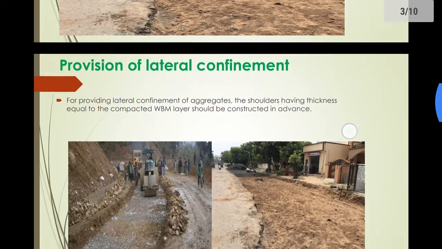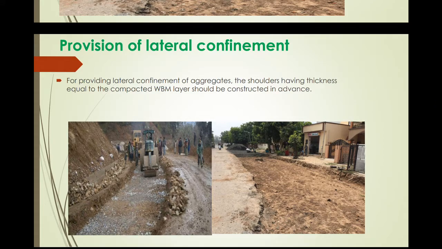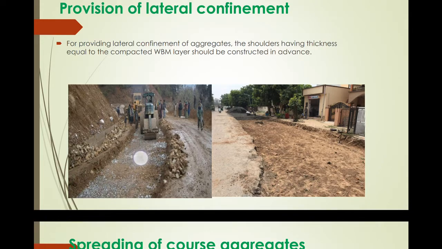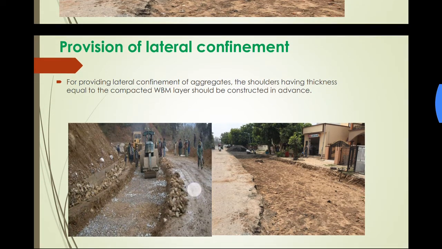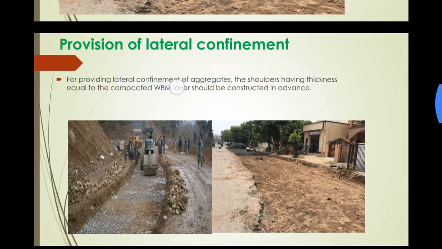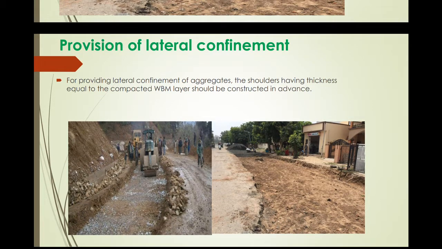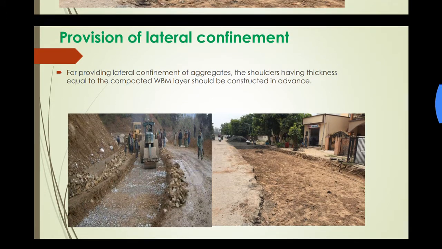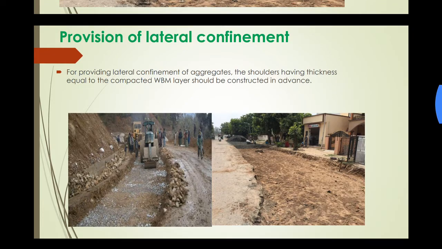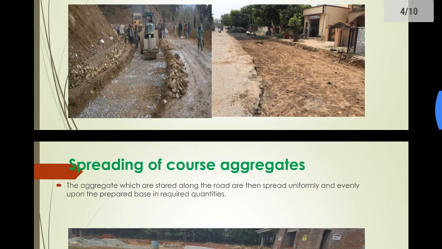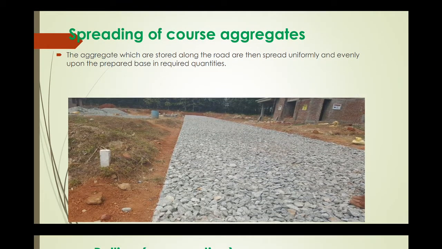Then the second step is provision of lateral confinement. Now what we need to do is fill in material here. So we need to provide a lateral confinement at the edges so that we can fill in the material here and then compact it. For providing lateral confinement of aggregates, the shoulders having thickness equal to the compacted WBM layer should be constructed in advance. These shoulders are required to be constructed in advance, and for the carriageway we form a trench like this.